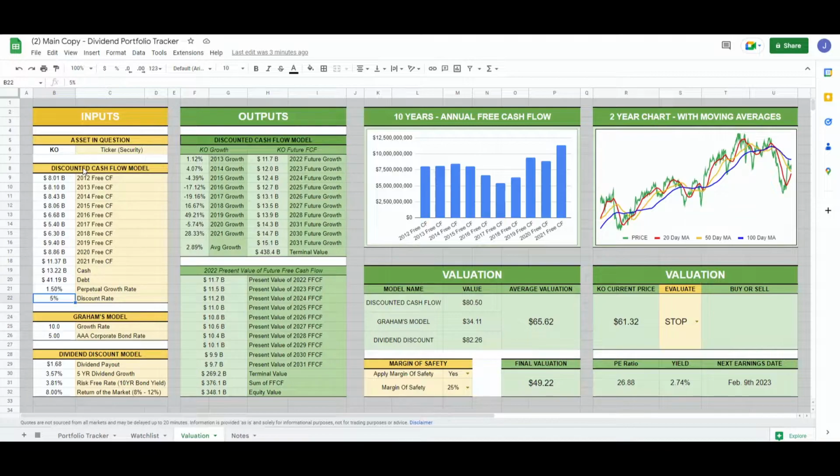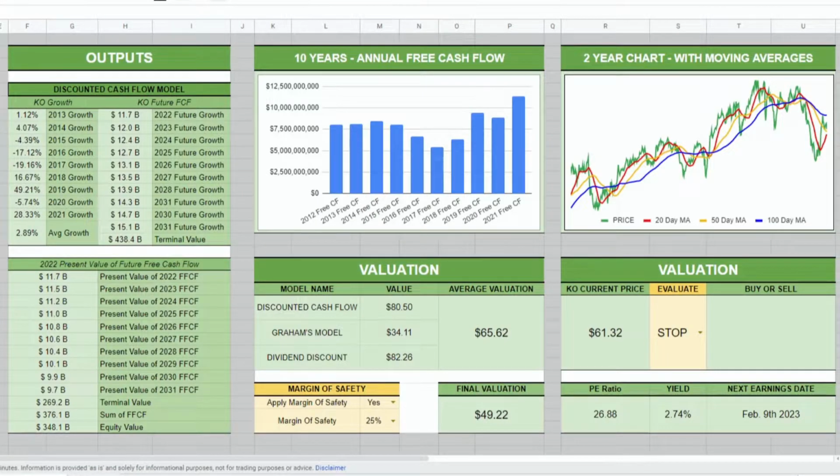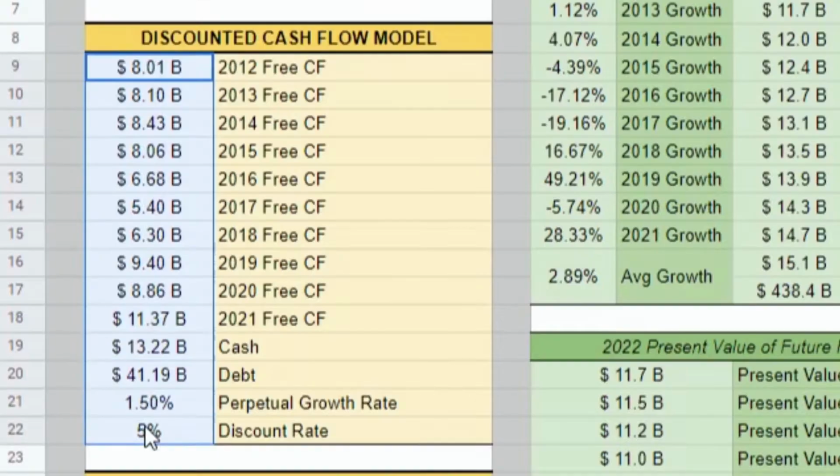So what I normally do with my spreadsheets is all of the inputs are going to be in the yellow. So we have a few of the yellow boxes here, and then all of the outputs are going to be in the green. If you would like to follow along yourself with this spreadsheet, you only touch any of the white highlighted boxes in the yellow sections.